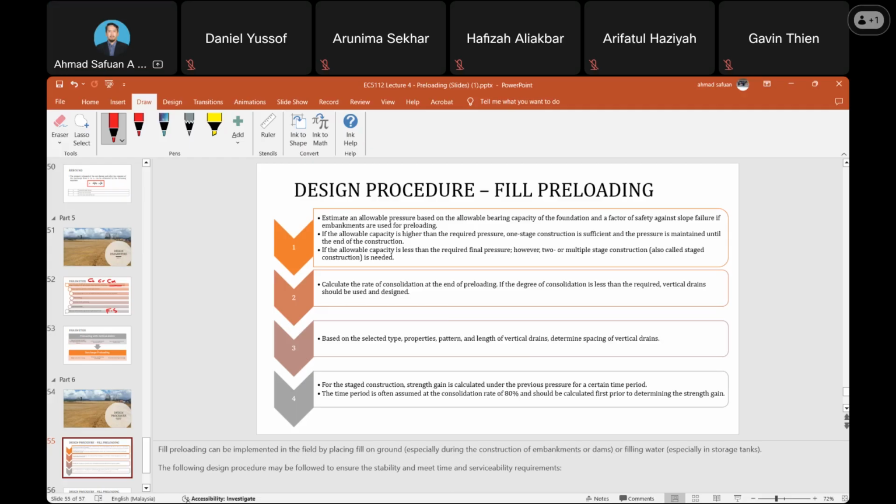For the stage construction, strength gain is calculated under the previous pressure for a certain time period. The time period is often assumed at the consolidation of 80% and should be calculated first prior to determining the strength gains. So then we need to calculate what is the time period where the rate should achieve 80%.